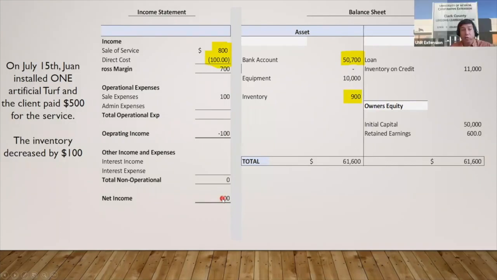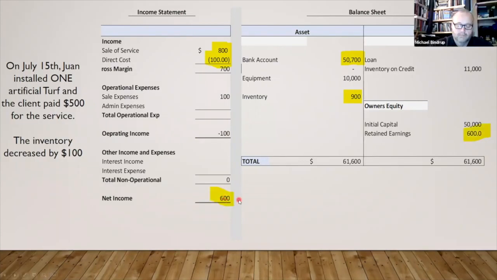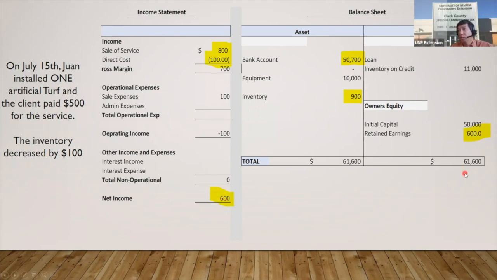Our inventory goes down because we used one of the turfs. The 600 retained earnings flows over here. So we got this 61,600 on both sides. Okay, same thing. Profit and loss is just affecting the results of the profit and loss. It is affecting our assets and owner's equity the same way.